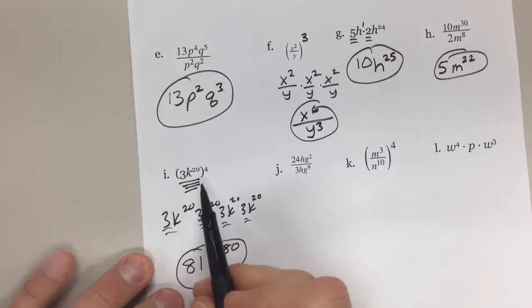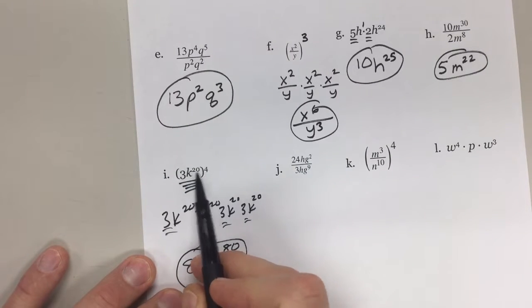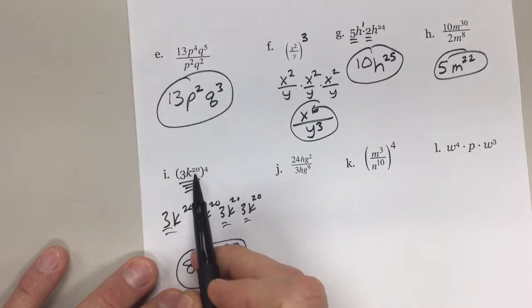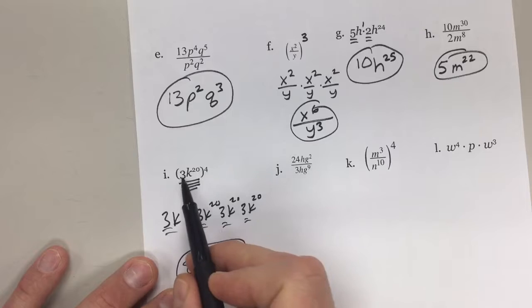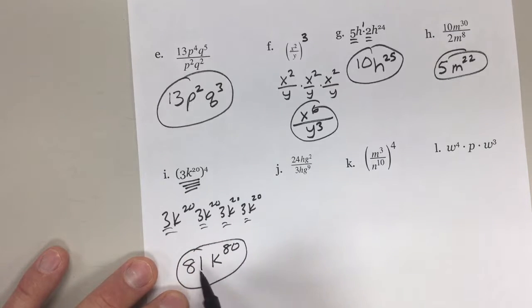And if you look, this is that rule where I have a power outside parentheses. So my shortcut could have been to go 20 times 4 is 80. And then for the 3, I would just take 3 to the 4th power. That's 81.